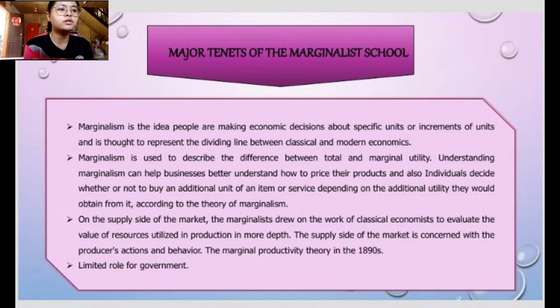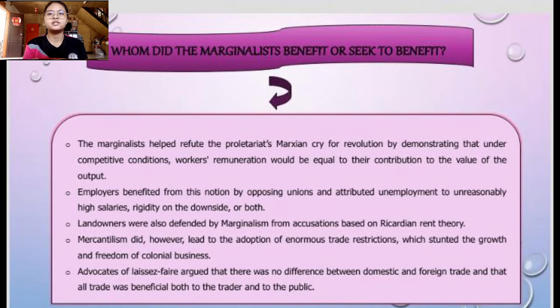The marginalists continued the classical school's support of the most desirable policy of limited government participation in the economy. No meddling with natural economic rules was necessary to achieve maximum societal advantage. Who did the marginalists benefit or seek to benefit?